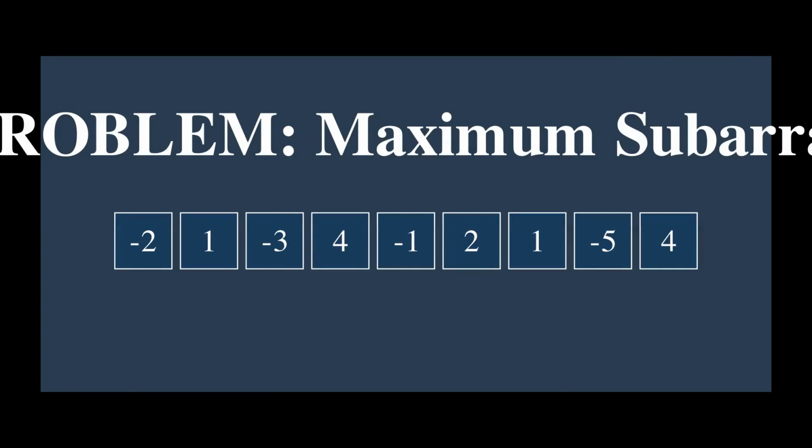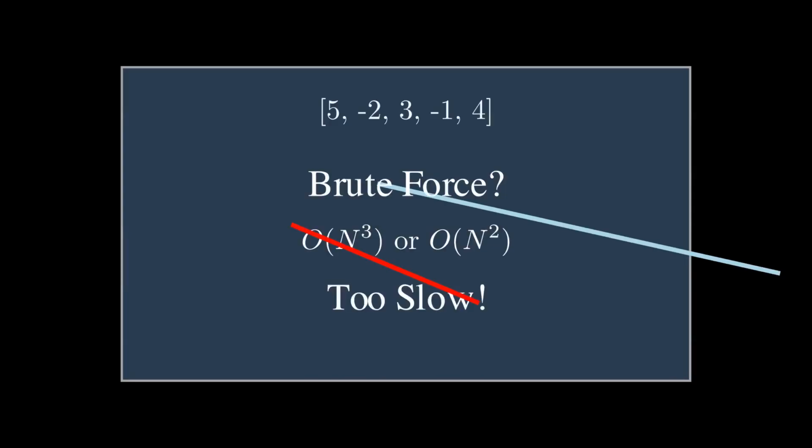For instance, take this array: -2, 1, -3, 4, -1, 2, 1, -5, 4. Can you spot the subarray that gives the maximum sum? It has to be contiguous, meaning elements next to each other. That is truly optimal.